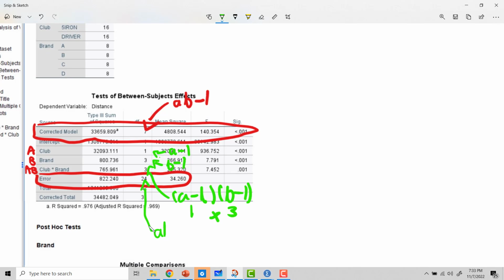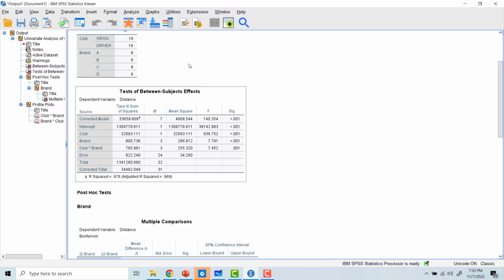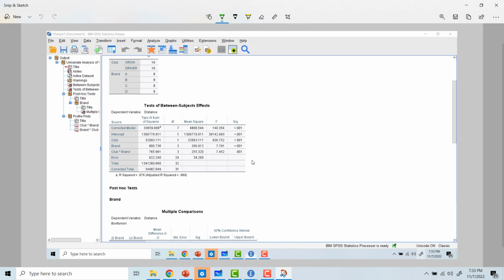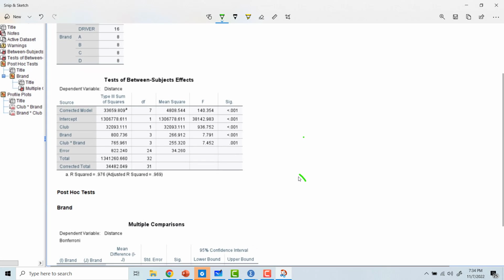And then the error degrees of freedom is going to be AB times r minus 1. It's going to be 2 times 4, we've got 4 replications, times 3 is 24. This all matches the ANOVA table that we did before. Okay, and I've drawn too much over this, so I'm actually going to do another one now, which we'll utilize when we go over the tests.